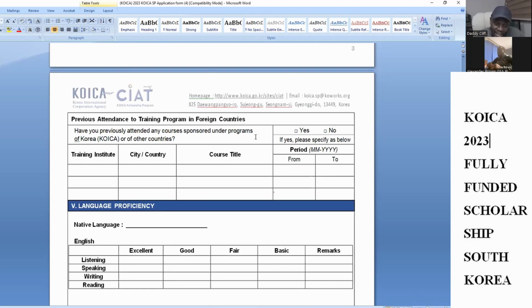Okay, the next one now, previous attendance to training programs in foreign countries. If you've had some training in another country, you have to indicate yes. If you have not had any training, just indicate no and then skip. But if you've had it, you have to indicate yes and then state the training institution.